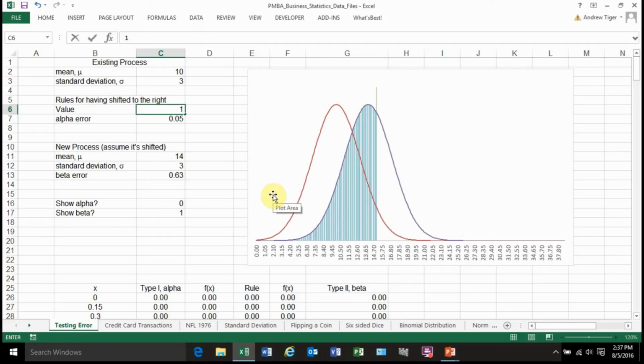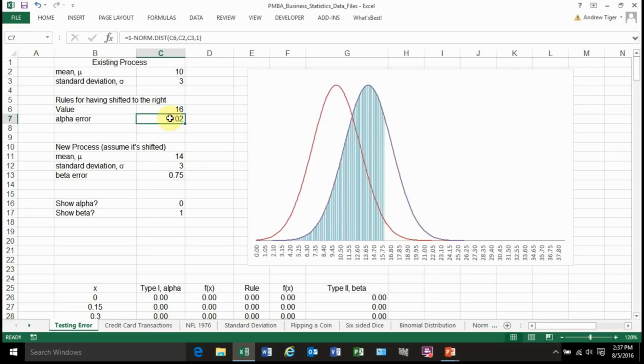Now what if I want to try to always make my type 1 error smaller? Let's make this 16. It goes down, but look what happened to my type 2. It increased. The further you go to the right with your rule, trying to make your type 1 error smaller, you increase the type 2 error.